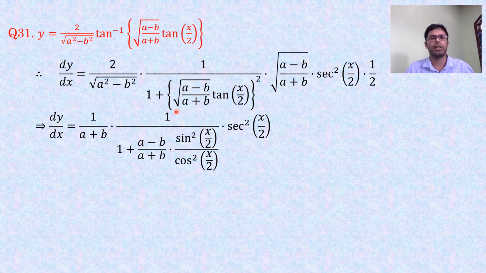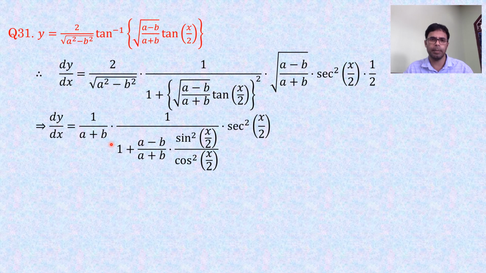You see root over a plus b into a minus b is here, and this root over a minus b will cancel with this root over a minus b, and here we have only root over a plus b. Here root a plus b into root a plus b is equal to simply a plus b, because root a minus b and here root a minus b will get cancelled.